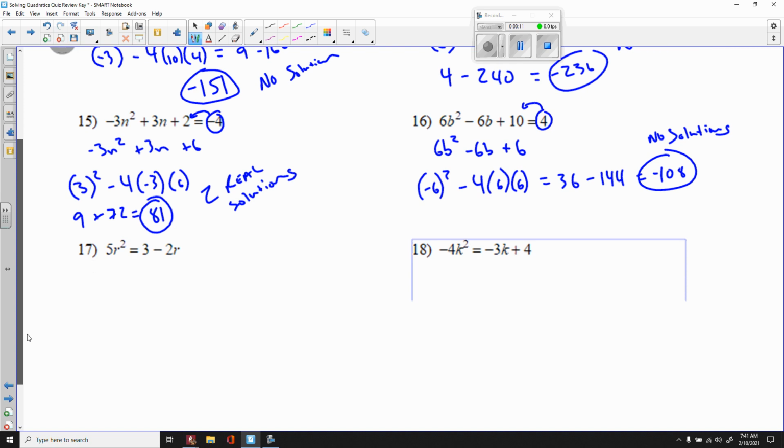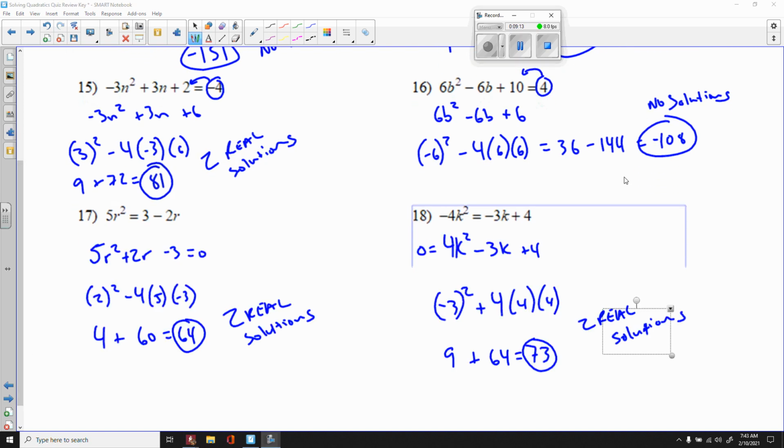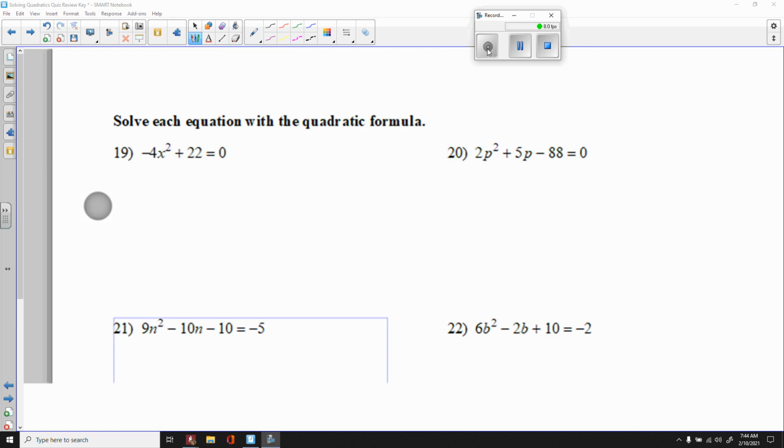Check out 17 and 18. In 17, put in standard form. Discriminant 64, so 2 real solutions. In 18, I decided to move that 4k squared to the other side of the equal sign. Made it easier, just 1 move instead of 2. The answer should wind up being the same. My discriminant, though, is 73, so once again, positive number, 2 real solutions. Make sure to pause this video to check your work.